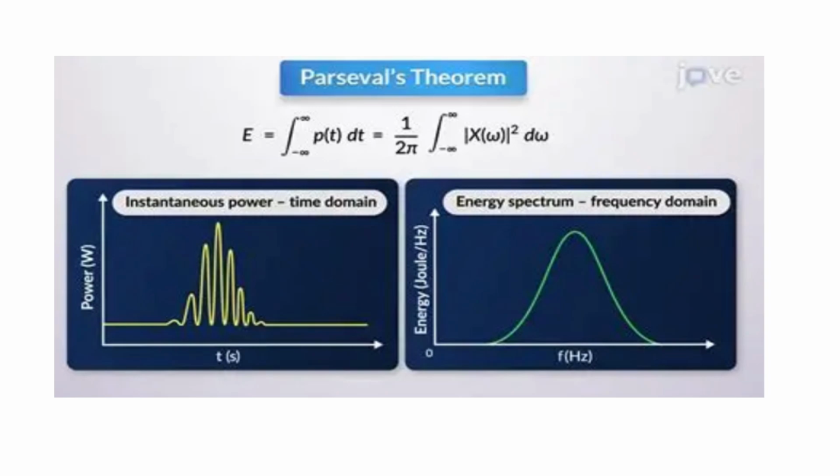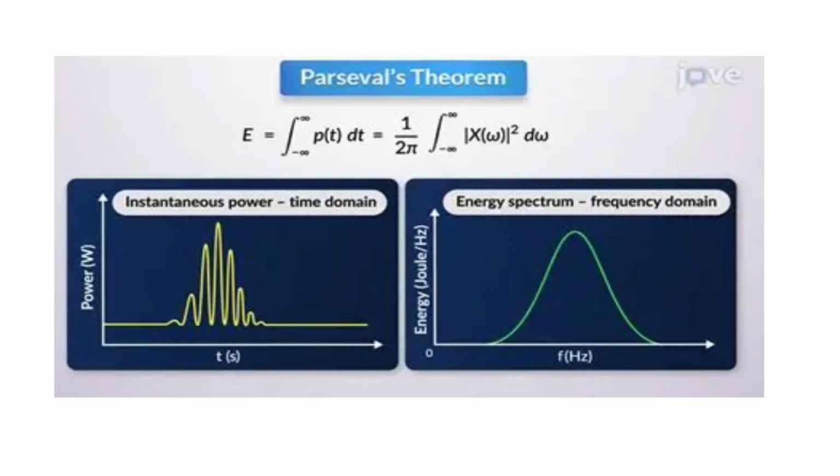So this Parseval's theorem is defined as E is equal to the integral from minus infinity to infinity of p of t dt, which is equal to 1 by 2 pi times the integral from minus infinity to infinity of modulus of X of omega the whole square d omega. So this is the Parseval's theorem which we need to prove.